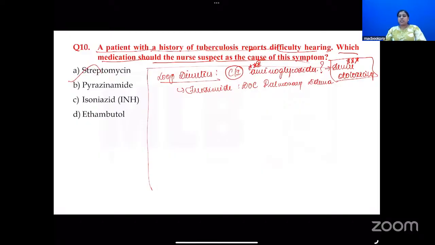Generally, loop diuretics can also have some side effects, such as ototoxicity when given with aminoglycosides. What are the other side effects? Other side effects are hypocalcemia.